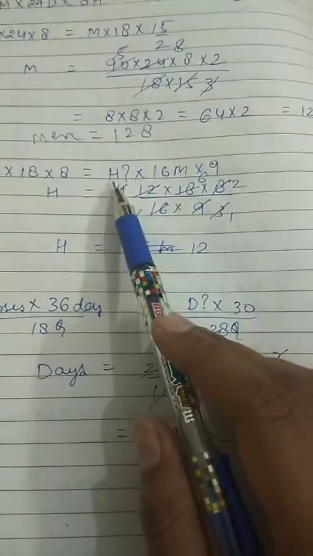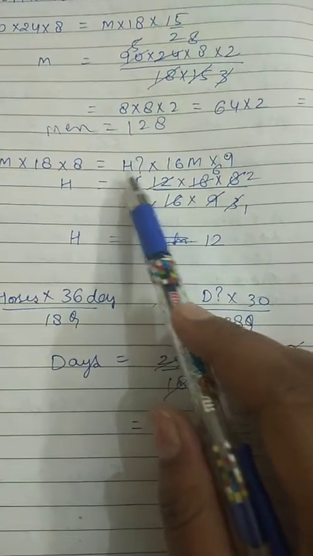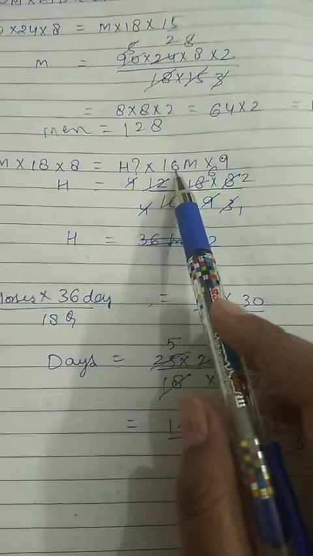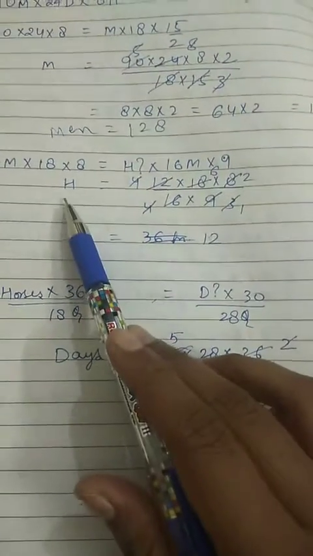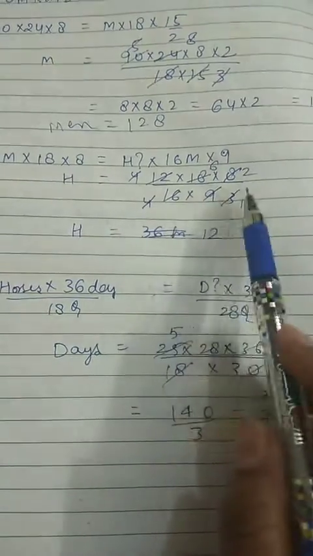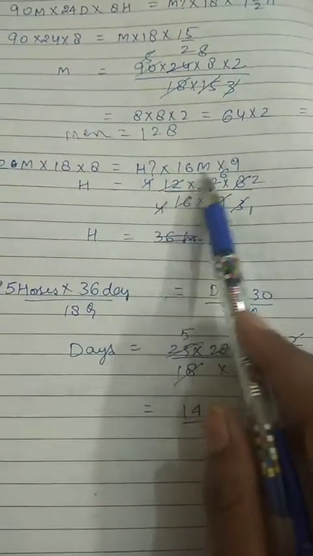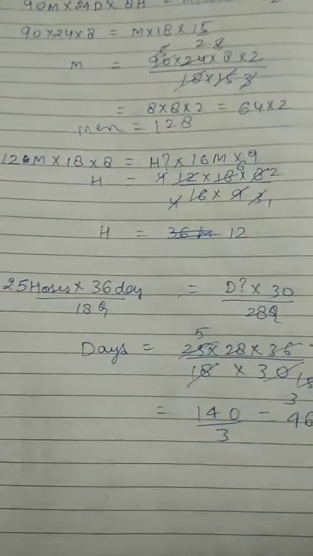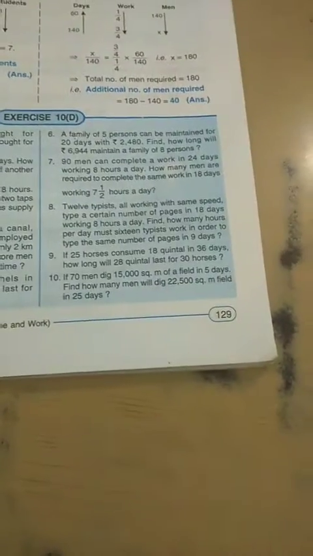So this time we will put r in the question mark, and then 16 men working 9 days. Now r we will put alone and just find it by simplifying. All these things will come in denominator and we will get the answer as 12 hours. Next question, you can see, is the 9th question.